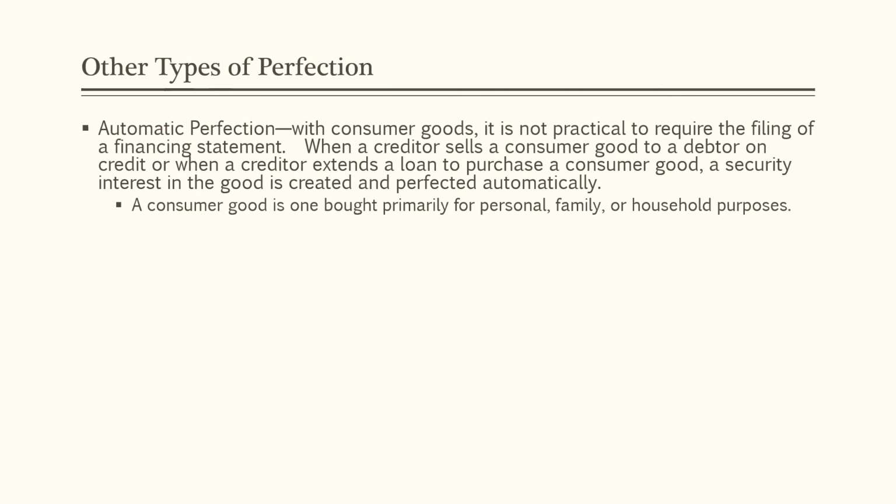A consumer good is one that's bought primarily for personal, family, or household purposes. So if you buy a TV on credit, a security interest in the good is created and perfected automatically at the time you buy it and you get the loan.